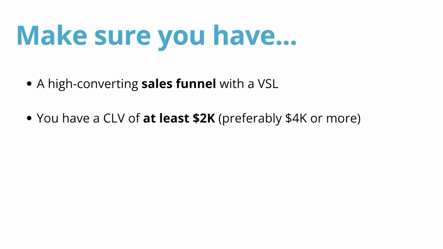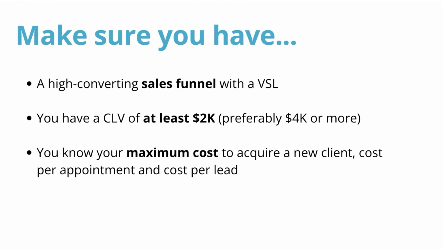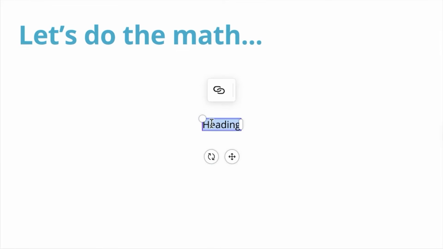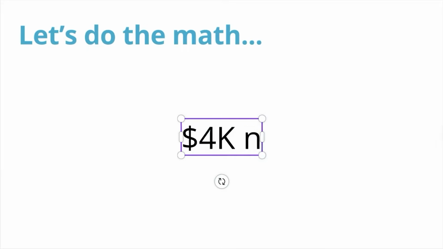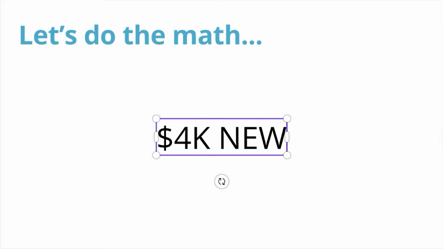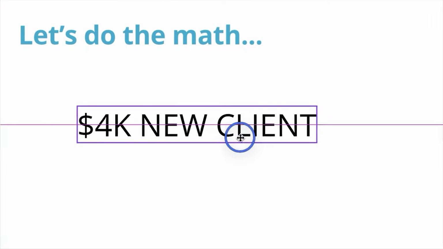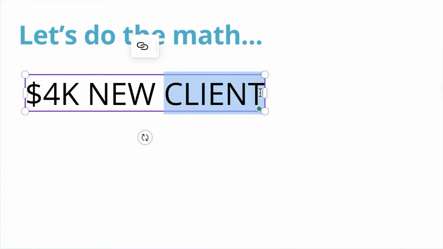And once you know your customer lifetime value, then you can use this number to calculate the maximum cost you can pay to acquire a new client, your maximum cost per appointment, and your maximum cost per lead. So let's just do the math and go through how this might work. Let's just say, for argument's sake, that you generate $4,000 every time you get a new client. So a new client to you equals $4,000, right? So that means we can reverse engineer this and work out how much you should be paying for an appointment and how much you should be paying for a new lead.